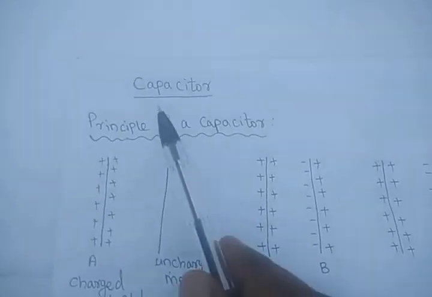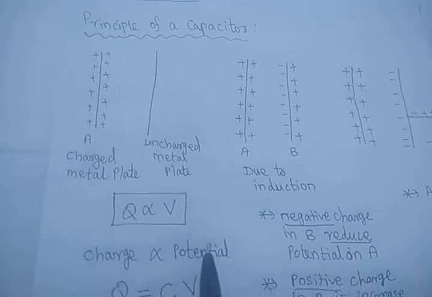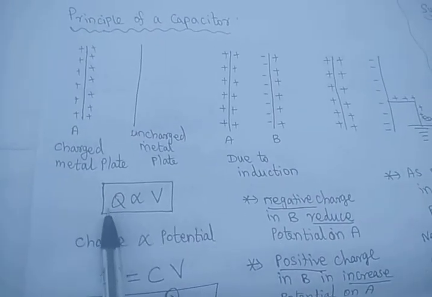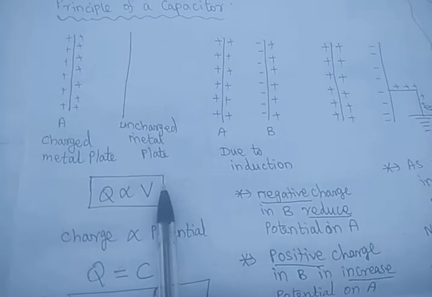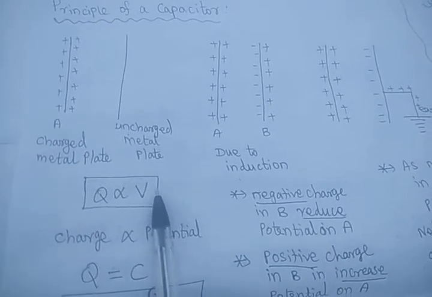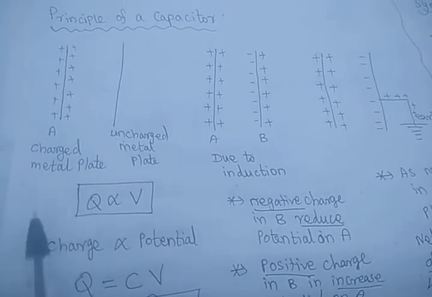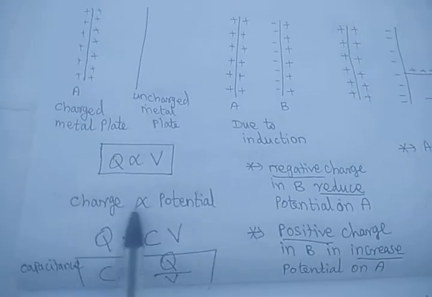Dear students, in this session we are going to see about capacitor. First we should know that when the amount of charge increases, the potential also increases, because the potential formula is V = 1/(4πε₀) Q/R. When Q increases, potential also increases. That is, charge and potential are directly proportional.